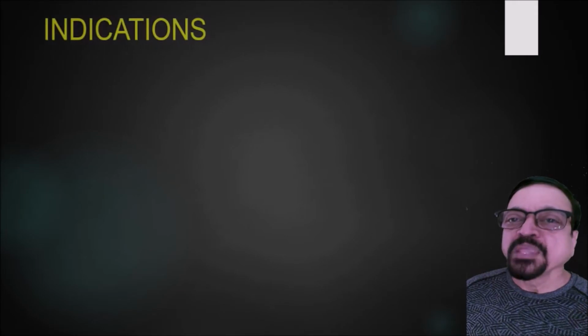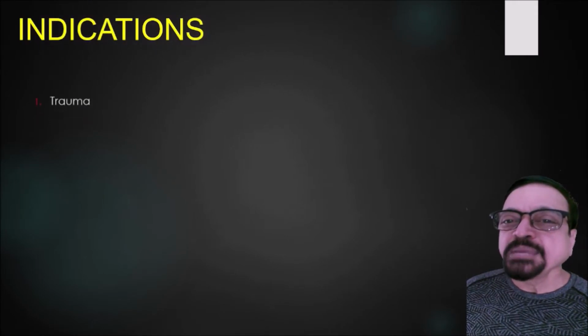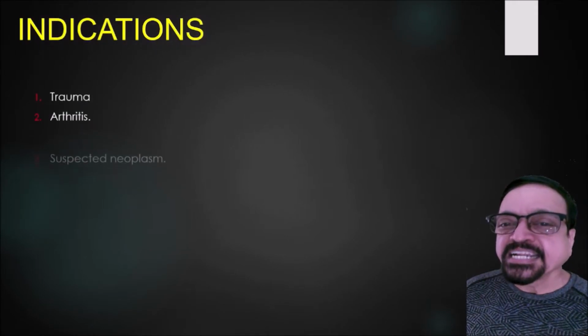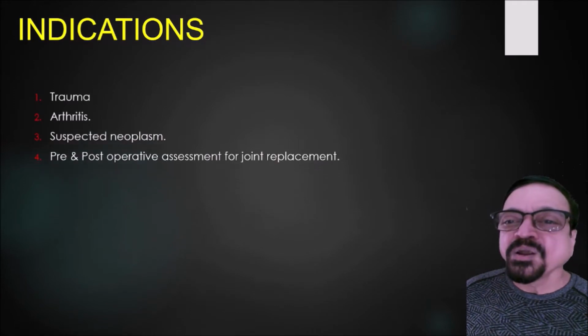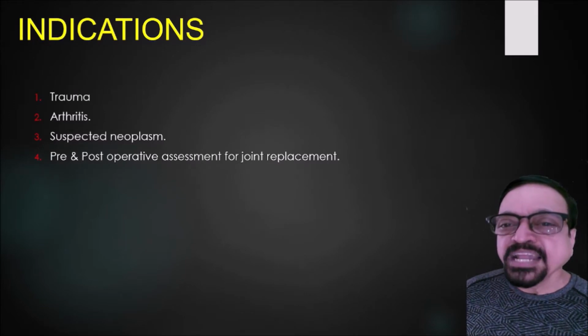Today let us concentrate on the pelvis with both hips. Now what are the indications for pelvis with both hips? It is trauma, arthritis, then suspected neoplasm, either primary or secondary spreading to the pelvis. The pelvis is a fairly common organ which gets metastasized spread from a lot of organs.